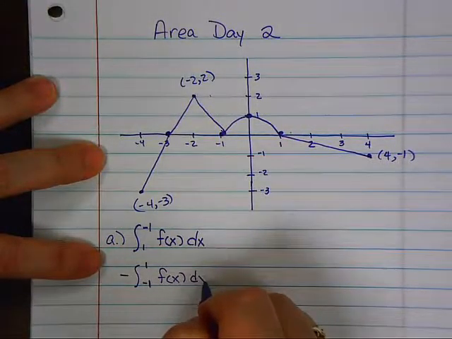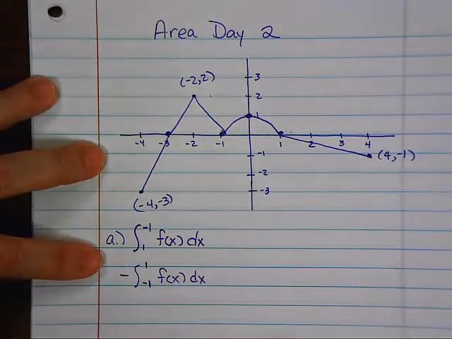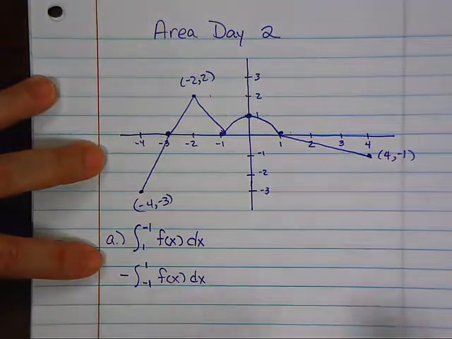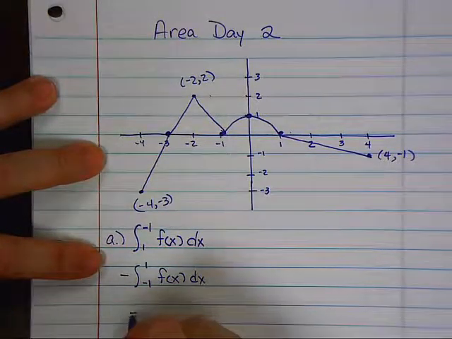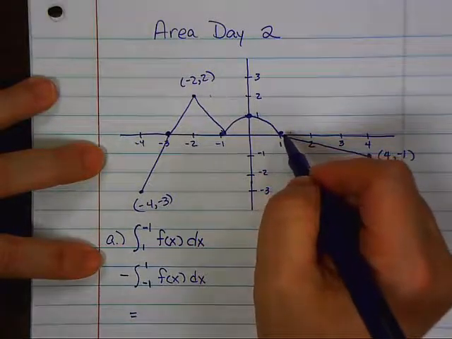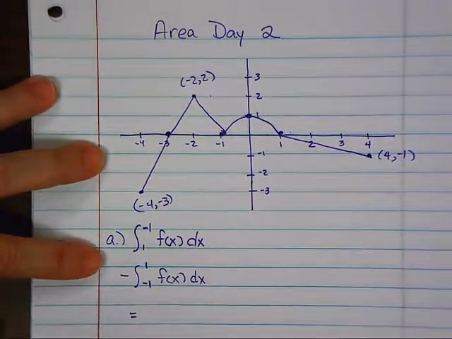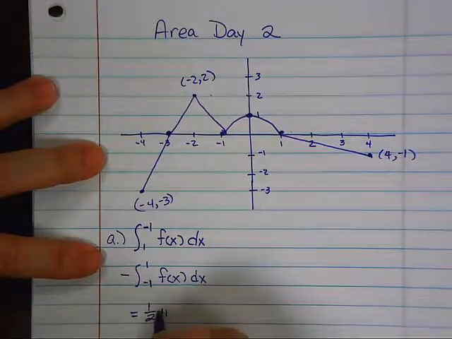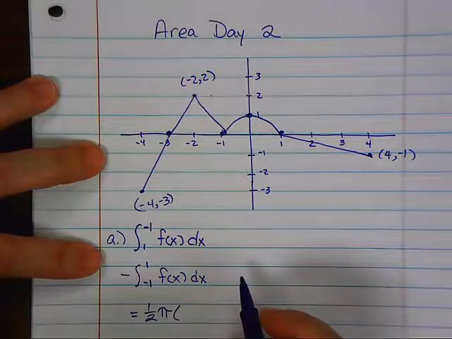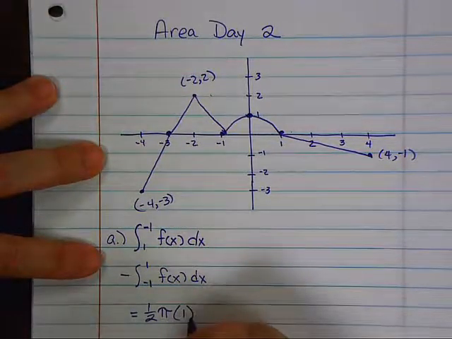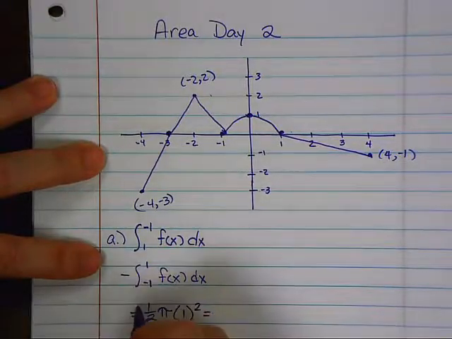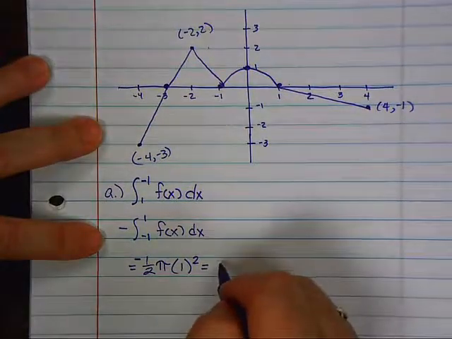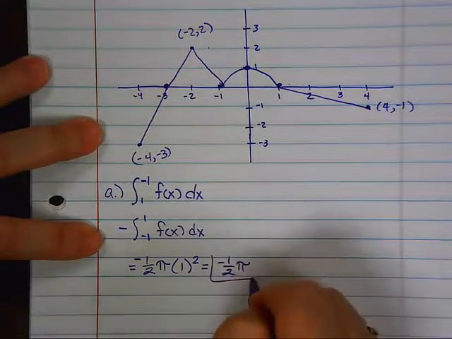So this was that first property from the last set of notes. If you switch the A and the B, you put a negative out front, and that reminds you that it's negative area. Okay? So now, from -1 to +1, what kind of shape are we talking? A semicircle. So the formula would be 1/2 pi times r squared. What's r in this case? The radius is 1, but don't forget the negative. So the answer would be -1/2 pi.